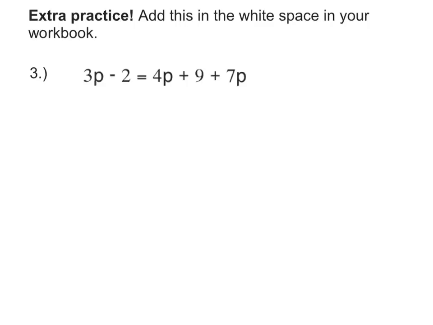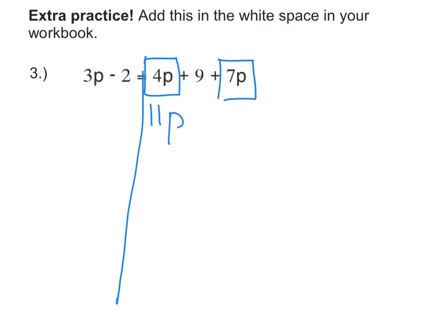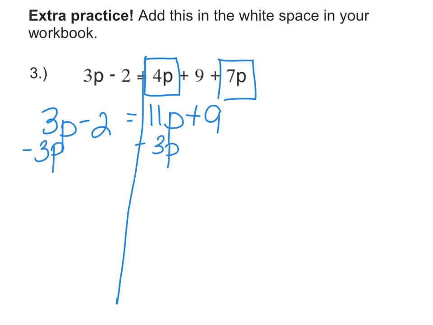Alright, what's the first step here? I'm hoping that you said it was to combine like terms 4p and 7p on the right side of the equation. 4p plus 7p is 11p, and then I still have plus 9. And that's equal to 3p minus 2. Don't forget our tip. We're going to move the smallest variable in order to avoid negative numbers. So 3p minus 3p, 0 pairs, those are inverses. And I have negative 2 equals 11 minus 3 is how much? 8p plus 9.